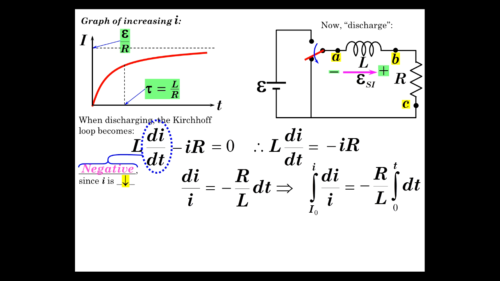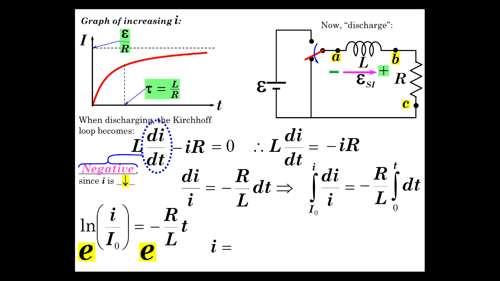Minus R over L from 0 to the time at which you arrive at that intermediate current. So ln of I over I0 equals minus R over L t. We're going to exponentiate both sides, which gives us that intermediate current over I0. So let's just multiply by I0: e to the minus R over L t. And that I0 is the EMF over R, because it's just like a resistive circuit, the maximum value of current. And that's our result. So that is the current that we get during discharge.